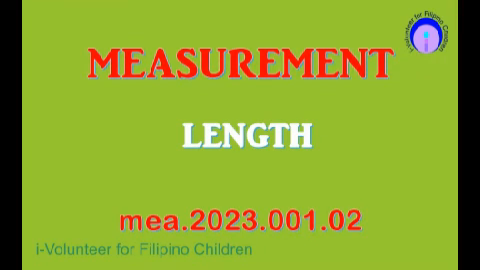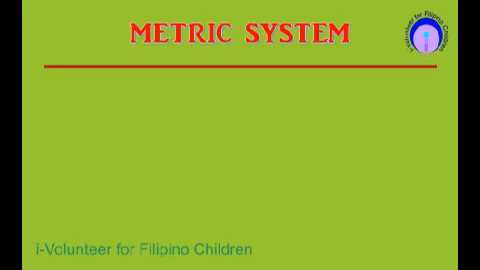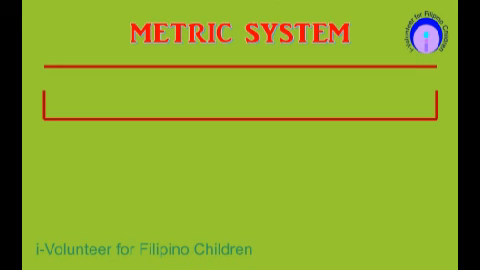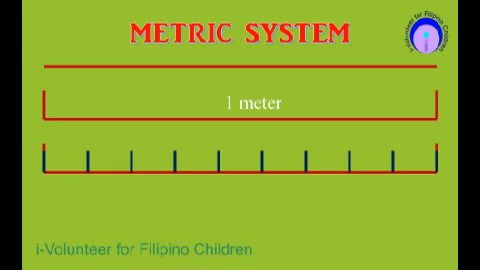Good day, kids! What we are going to discuss today is about measurement of length on metric system. Let's assume that this is 1 meter. When 1 meter is divided into 10 equal parts, we will call that decimeter. Thus, 10 decimeters is equal to 1 meter.